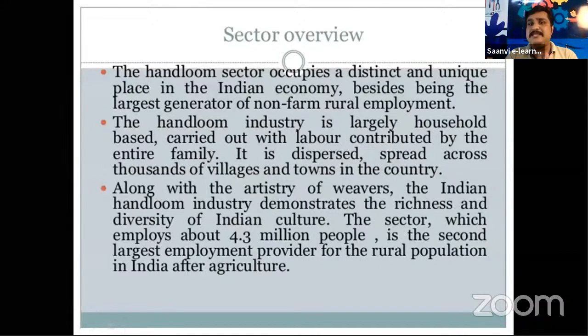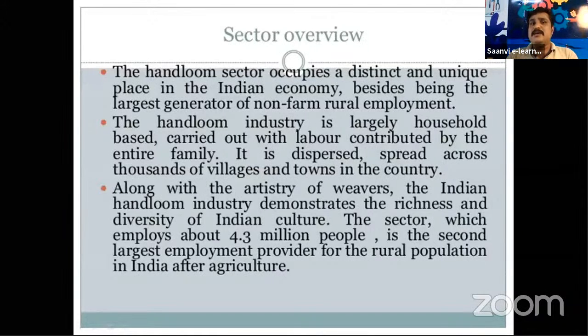Besides being the largest generator of non-farm rural employment, in this handloom sector lakhs of people are getting job opportunities in the rural areas, especially village areas. Many people engage in this type of work and they get income. The handloom industry is largely household based, carried out with labor contributed by the entire family. It is dispersed and spread across thousands of villages and towns in the country.